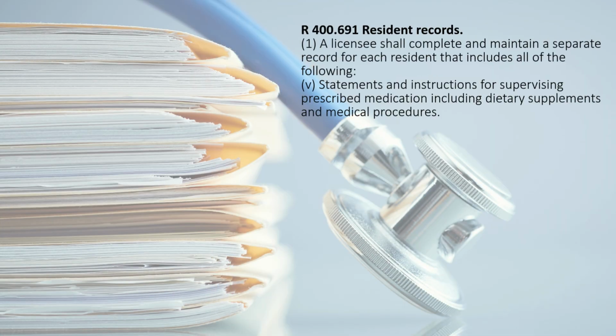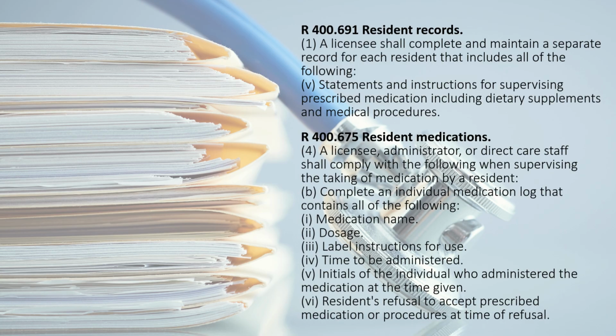Licensees are required to obtain all written statements and instructions for supervising prescribed medication to residents, including dietary supplements and medical procedures. Licensees are also required to complete and maintain an individual monthly medication log, containing the names of medications, the dosage, the label instructions for use, the time to be administered, the initials of the individual who administered the medication at the time given, and any resident's refusal to accept prescribed medication or procedures at the time of refusal.